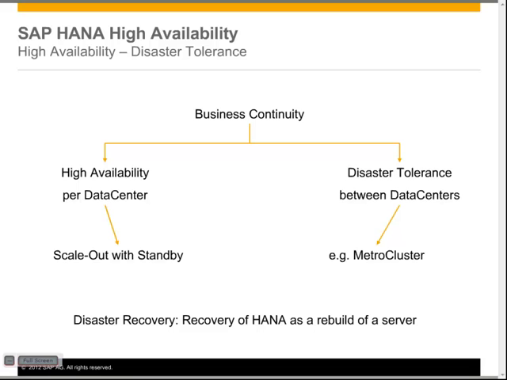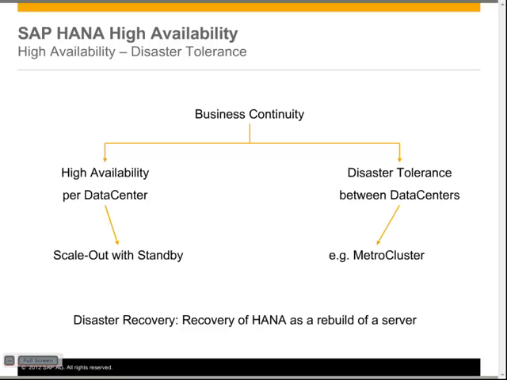What about high availability on HANA? This is something you would want in order to achieve business continuity. What's available today is high availability per data center. This is done by scaling out with standby. As mentioned, it's available today through some of our hardware partners, Fujitsu, HP, IBM. It's probably going to be more in the future too.